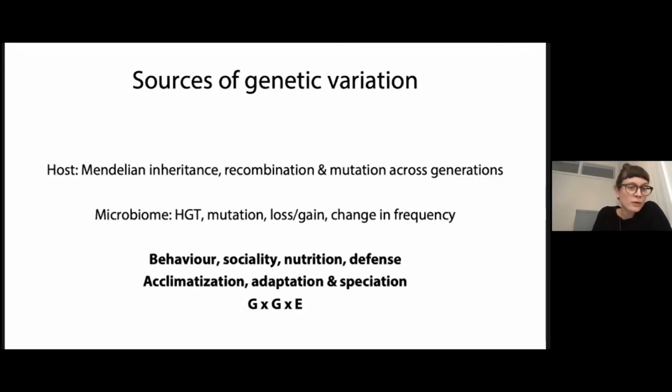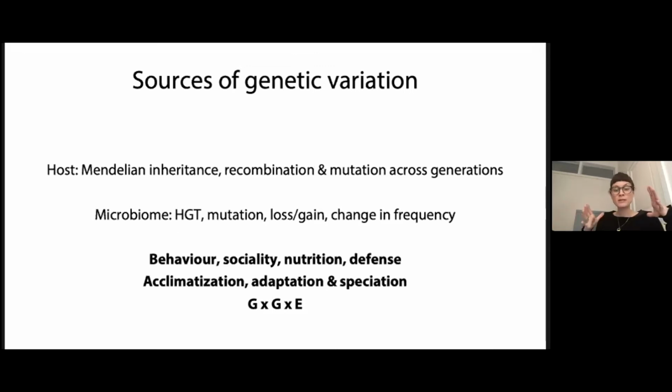So when we look at it all together, that means at the host level, we have Mendelian inheritance, we can have recombination and mutation across generations. But then when we add the microbiome, a lot more can happen. So we can have horizontal gene transfer between microbes, and of course mutation. We can also have loss and gain of specific species of microbes, and we can of course have change in frequency that can all matter.